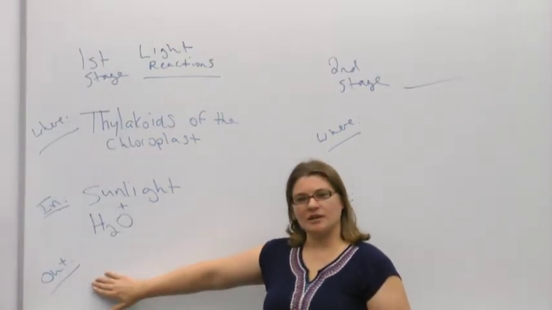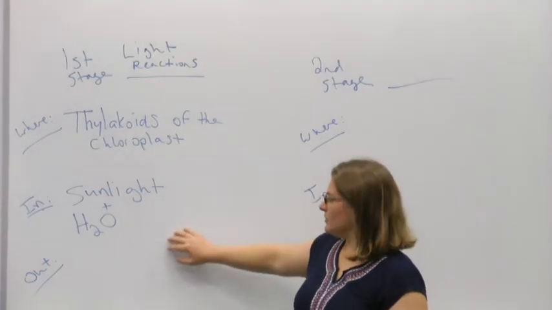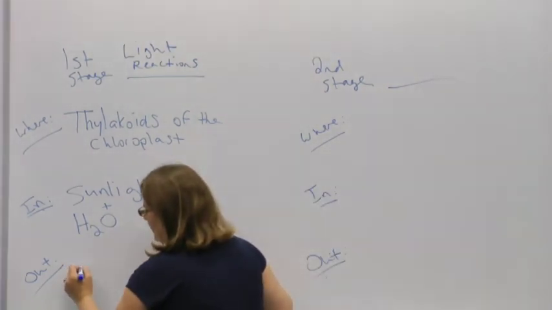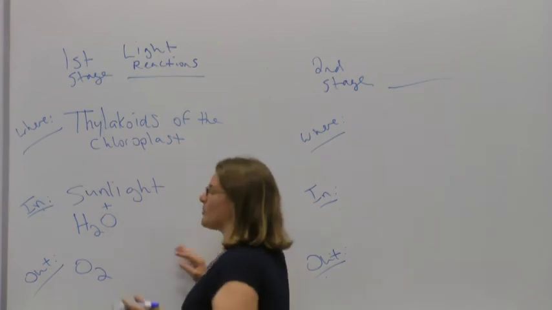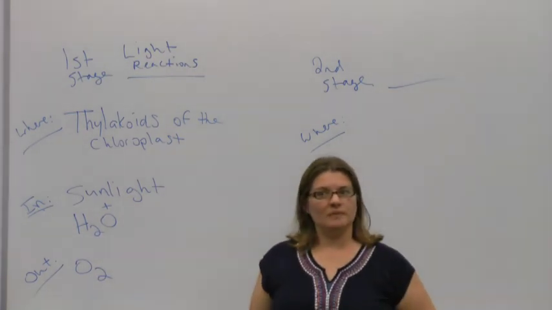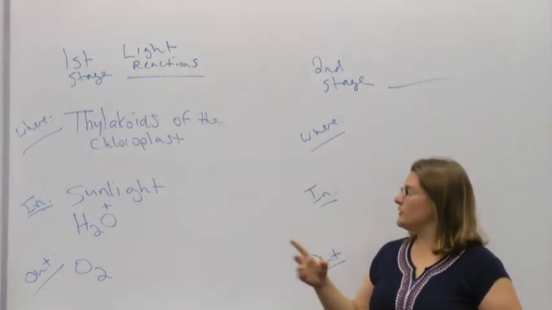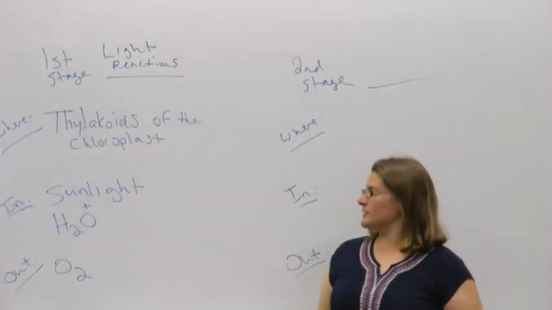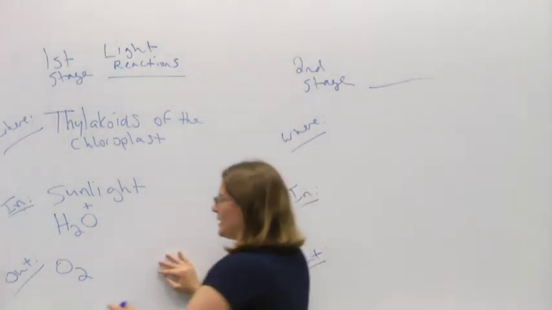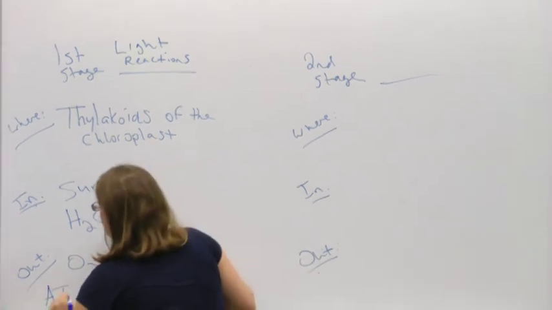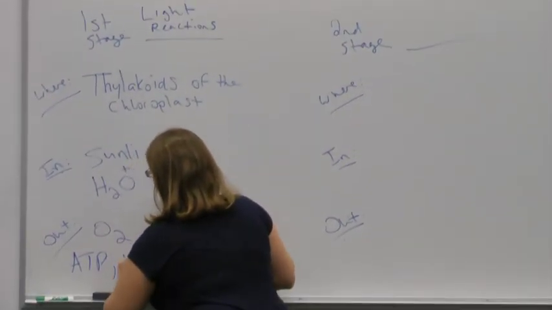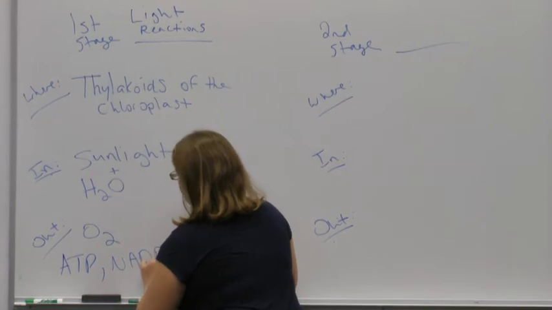Okay, so what goes out of the process? Oxygen definitely gets released into the external environment. We're breathing it in. What else? What are the two types of energy currency that are released by this process? ATP and? NADPH. That's right, NADPH.